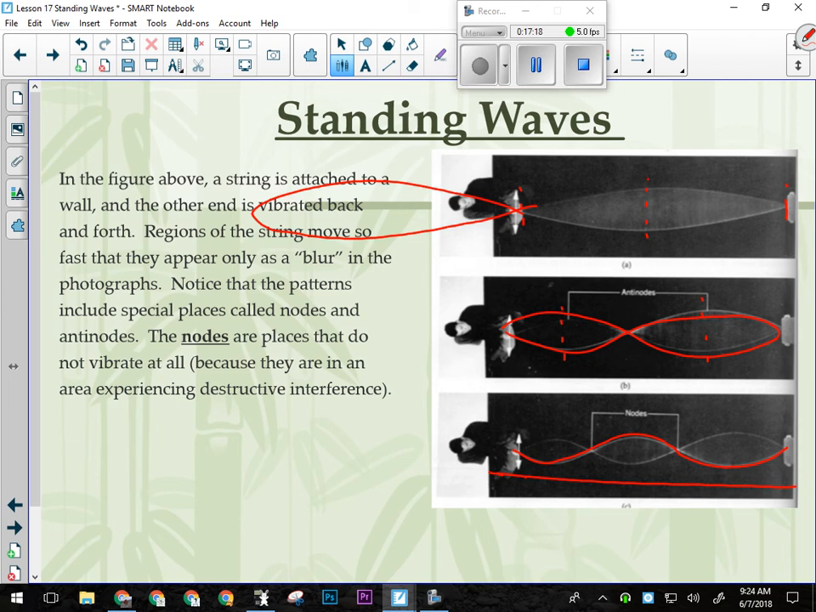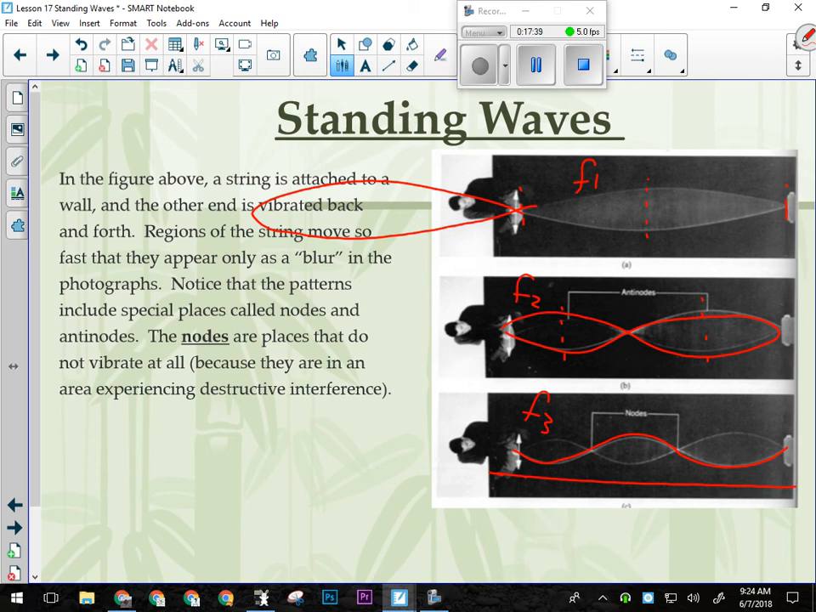So this is what we call the fundamental frequency, or F1. It's the first frequency that sets up a standing wave pattern on the medium. This is F2. It's twice as large as F1. And then this is F3. It's 3 times as large as F1. But there's only certain frequencies that do that.